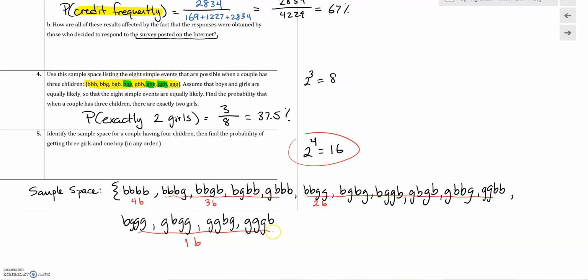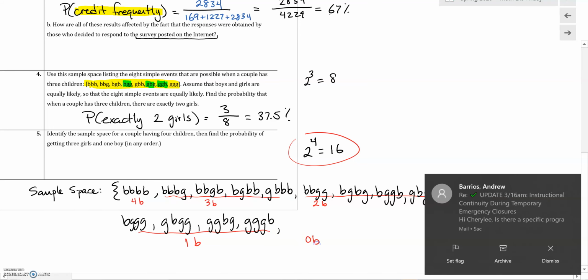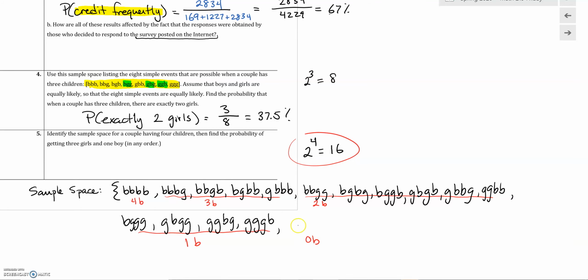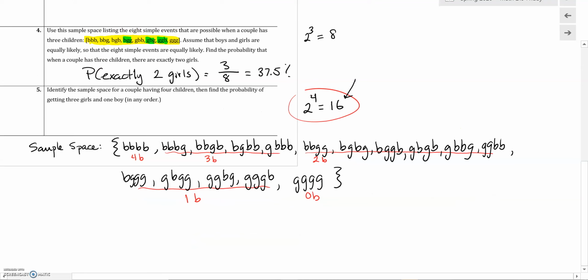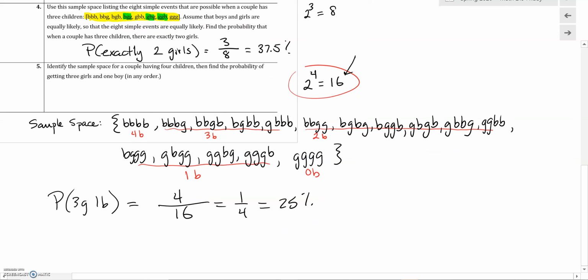And then the last thing would be, how do we get 0 boys? Well, that one's not too bad because that's going to be all girls. Okay, so I've got 1, 2, 3, 4, 5, 6, 7, 8, 9, 10, 11, 12, 13, 14, 15, 16. Okay, well, I'll go with that. At least I got the right number. Okay, they ask what's the probability of getting 3 girls and 1 boy in any order? I know there's 16 possible outcomes that can happen. How many of them had 3 girls and 1 boy? Let's see, 1, 2, 3, 4. There's 4 options. That's 4 out of 16, or 1 out of 4. That's a 25% chance of getting 3 girls and 1 boy. Not unlikely.